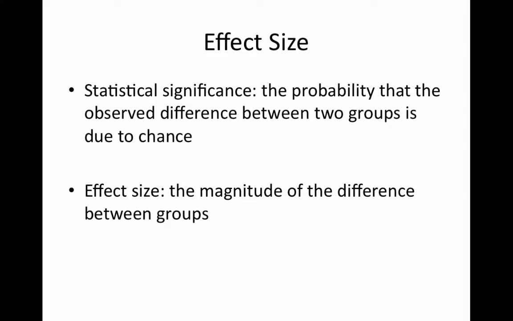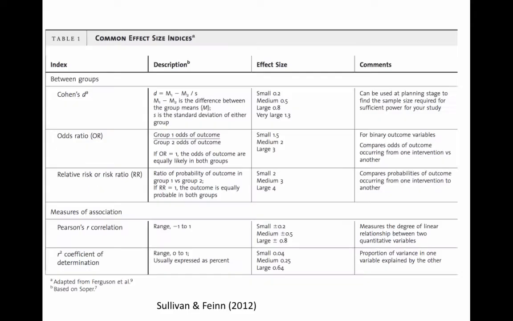Effect size. Statistical significance is the probability that the observed difference between the two groups is due to chance. Effect size is the magnitude of the difference between the groups. Common effect size indices between groups: Cohen's d, also known as d, the odds ratio, the relative risk, or risk ratio. For measures of association, we use the Pearson's R correlation, or R squared, the coefficient of determination.